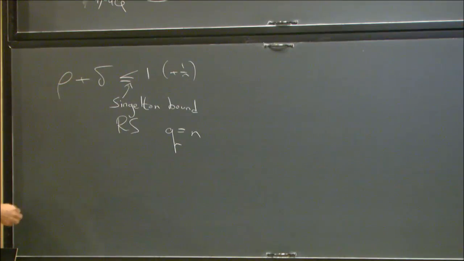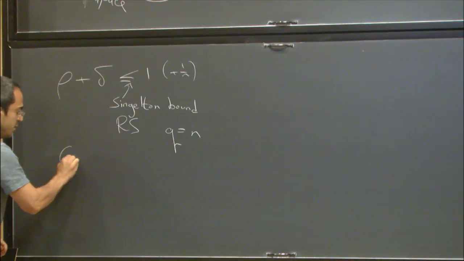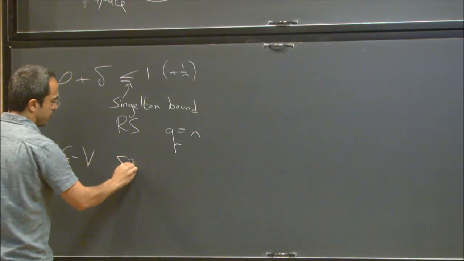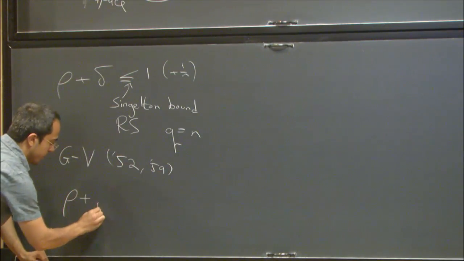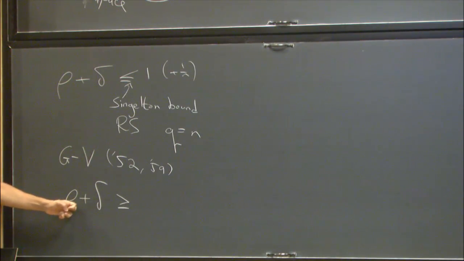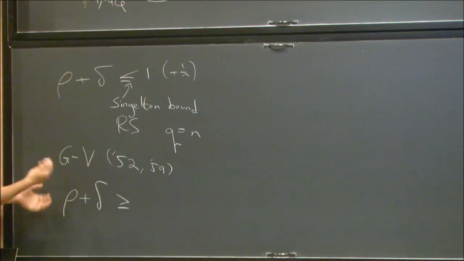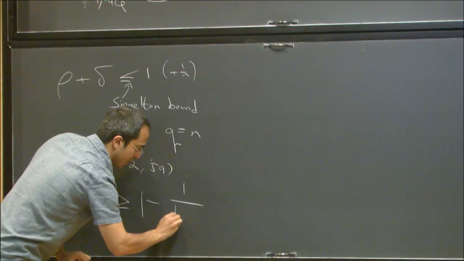And the best way to set your expectation is to take a random subspace or random set. And this is exactly what Gilbert and Varshamov did, one for linear and one for general sets. This is the Gilbert-Varshamov bound from the 50s, 52 and 59. What they proved, a positive result from our angle, is that you can get a code with rate rho and distance delta, and you can set them any way you want, as long as their sum is at least something like that.